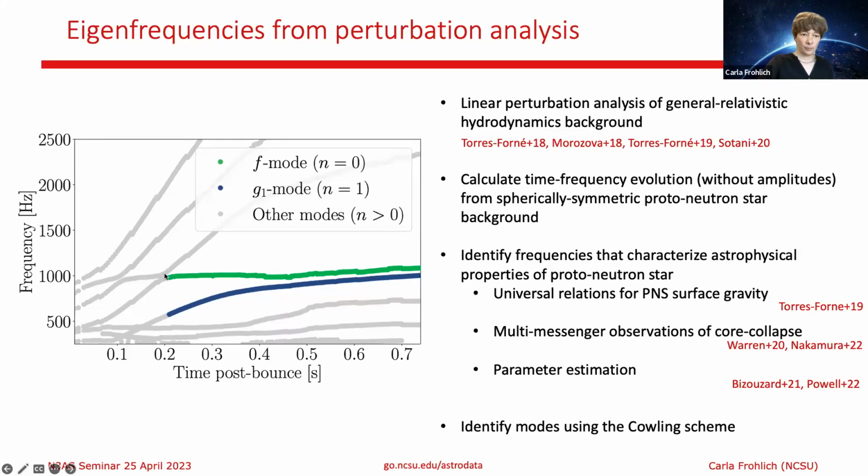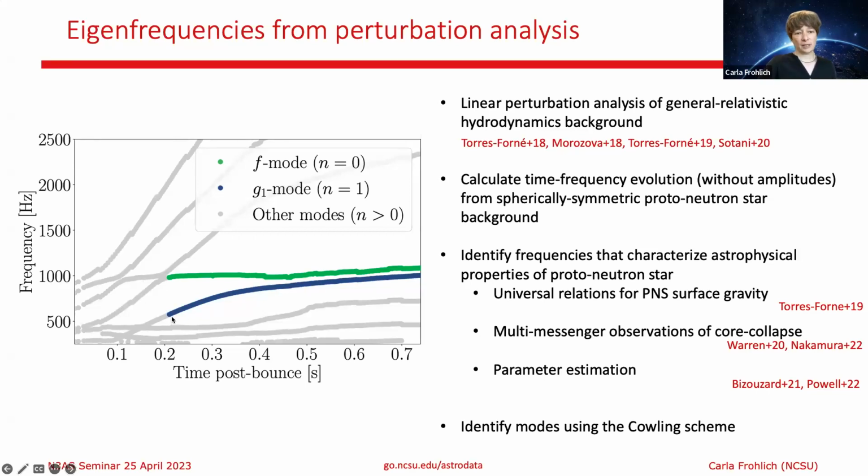You can see that where my pointer is right now, there are two gray lines or series of points that seem to touch. This is what we call an avoided crossing. Before that, it's very hard to automatically identify the F mode.